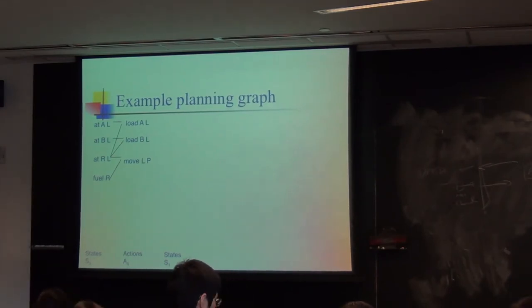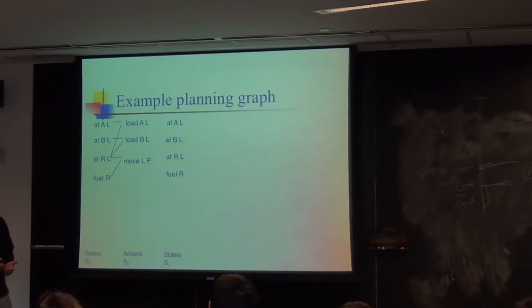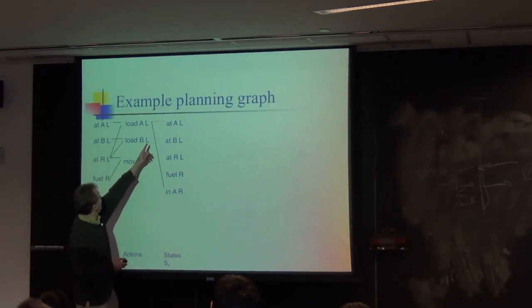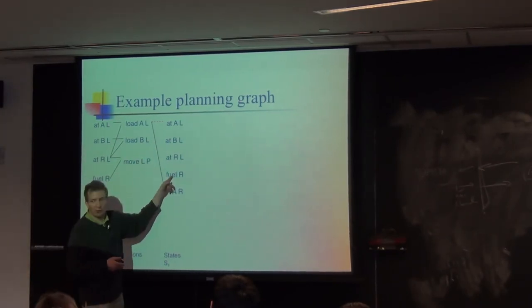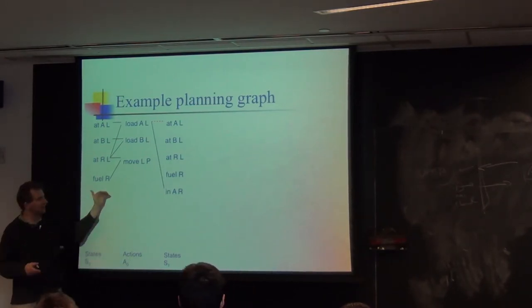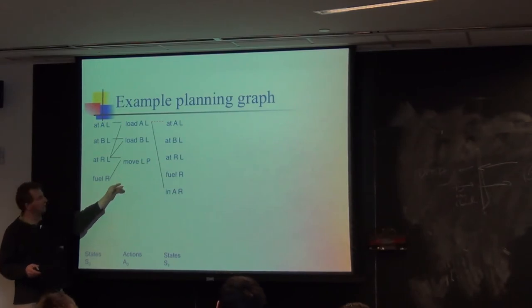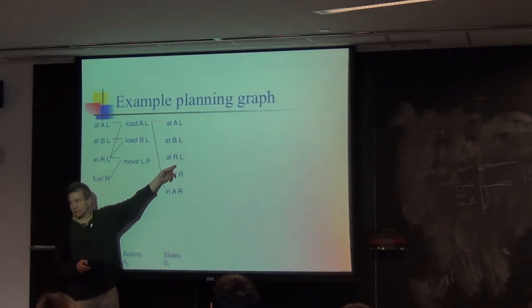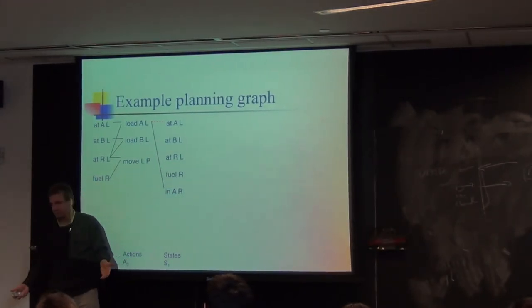So here, we could be at AL, at BL, at RL, and fuel in R. Look at this. If you load A to L, then all these, at AL, at BL, at R, and fuel R, are all a result of taking no action. So imagine no ops, basically. If I didn't do anything, I'd still have fuel. So all those are just by fact true.